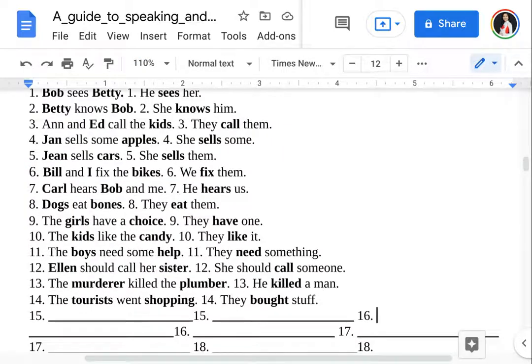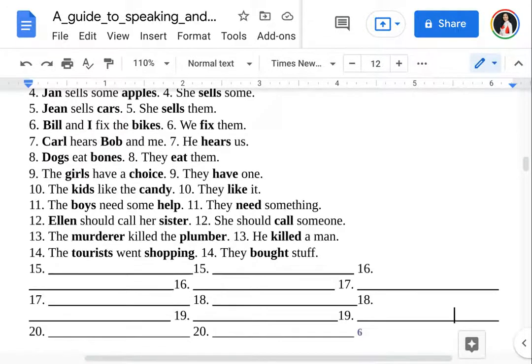9. The girls have a choice. They have one. 10. The kids like the candy. They like it. 11. The boys need some help. They need something. 12. Ellen should call her sister. She should call someone. 13. The murderer killed the plumber. He killed a man. 14. The tourists went shopping. They bought stuff.